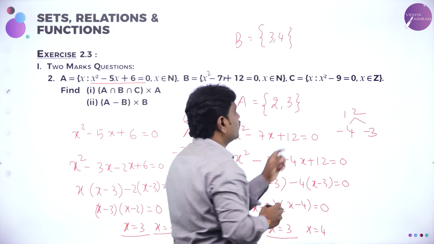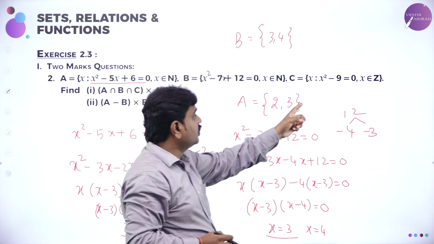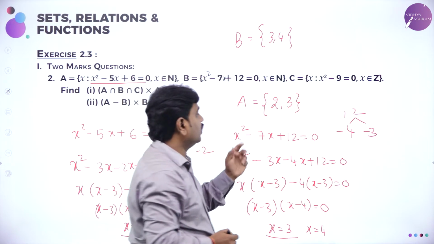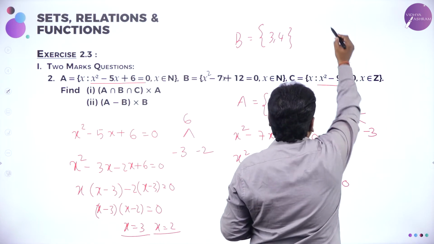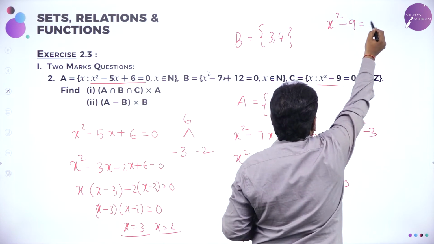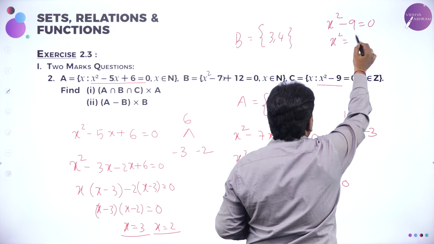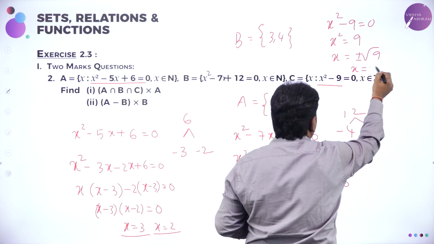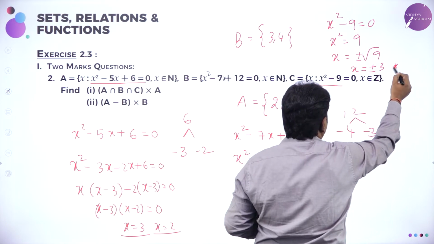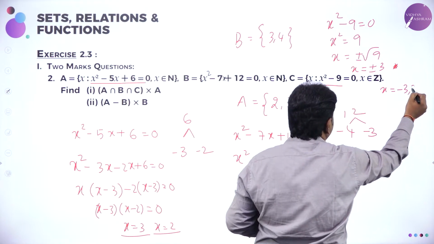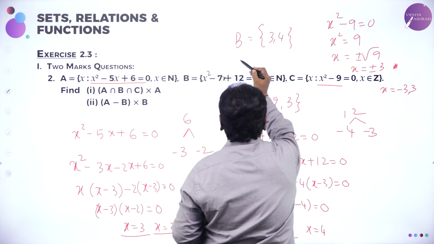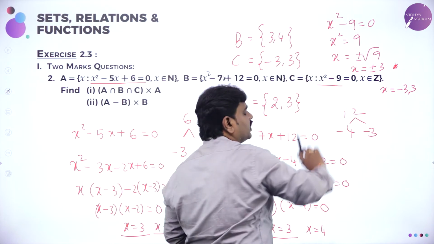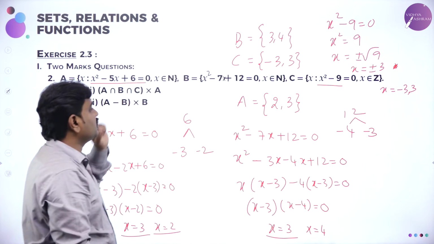And set C, x square minus 9 equal to 0, x belongs to integers, they told. Integers means what? Negative and positive all. So now the third one, we will solve. x square minus 9 is 0. x square is equal to 9, can I say? x is equal to root 9 plus or minus. So x is equal to plus or minus 3. Therefore x has two values, minus 3 and plus 3. So we got set C also. I'll write set C here, minus 3 comma 3. They told integers, integers means I can take negative also. So I got A, B, C for you people.